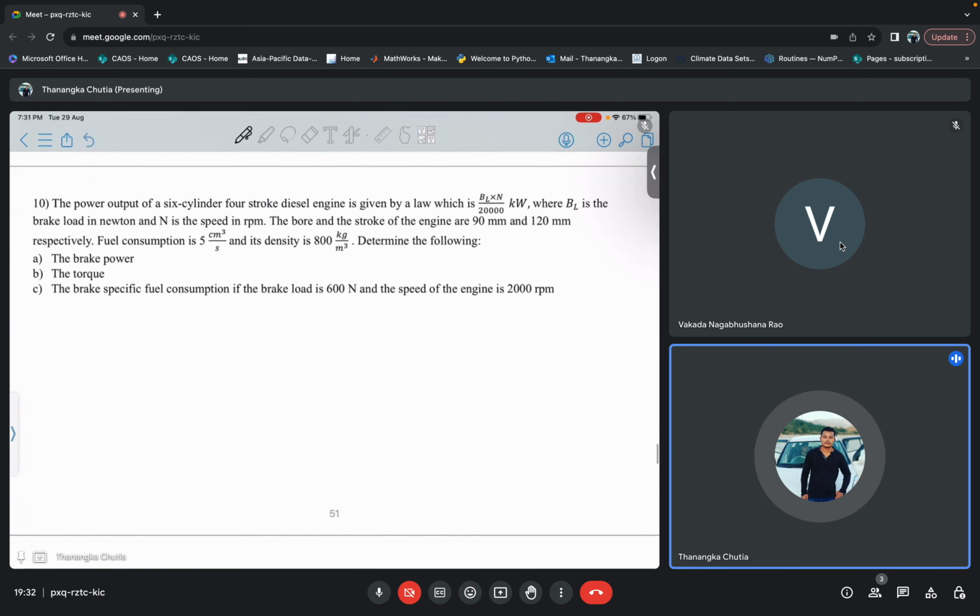Okay, let us go to the next question. The power output of a 6-cylinder 4-stroke diesel engine is given by a law which is equal to BL into N by 20,000 kilowatt, where BL is the brake load in Newton, and N is the speed in revolutions per minute. The bore and the stroke of the engine are 90 and 120 mm respectively. Fuel consumption is 5 centimeter cube per second, and density is 800 kg per meter cube. So determine the following: the brake power, the torque, and the brake specific fuel consumption if the brake load is 600 Newton and the speed of the engine is 2000 rpm.